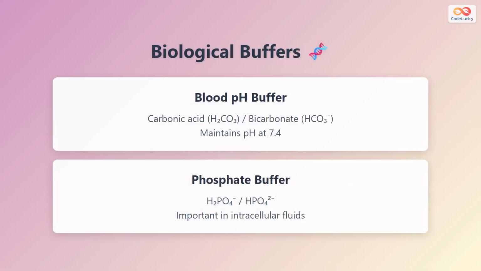Buffers are absolutely essential in living systems. The most critical example is the blood pH buffer, which consists of carbonic acid and bicarbonate ion. This system maintains blood pH at 7.4, which is vital for survival. Another important biological buffer is the phosphate buffer system, made of H2PO4- and HPO42-. This buffer is particularly important in intracellular fluids, helping maintain proper pH inside cells.